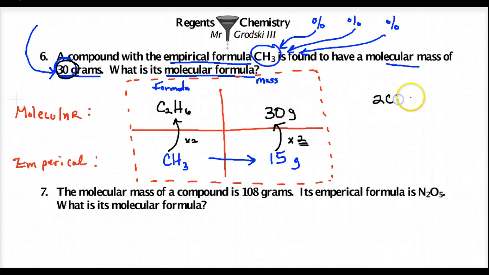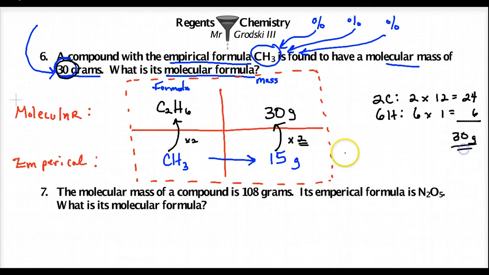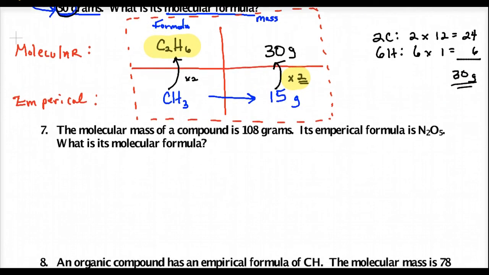If you want to verify if this adds up to 30, you can do that. 2 C's, 2 times 12 is 24. That's creative math, I guess. And then I have 6 H's. 6 times 1 is 6. Lo and behold, you've got a nice check there. So the answer to the question is the molecular formula is C2H6. This multiple that we find will always be a whole number. Let's do one more to make sure we're on the same page.